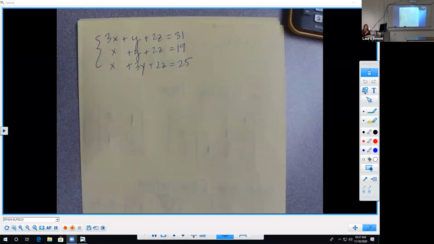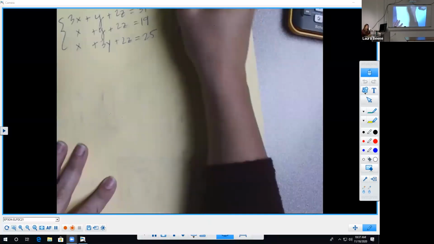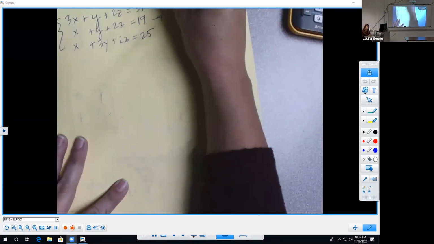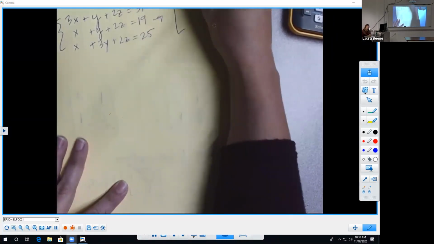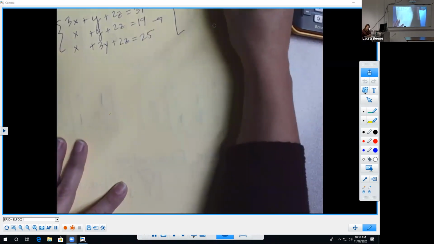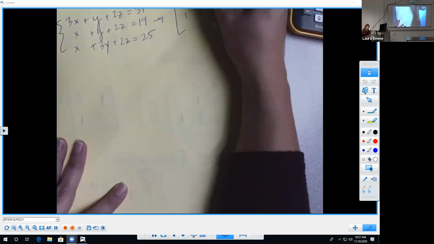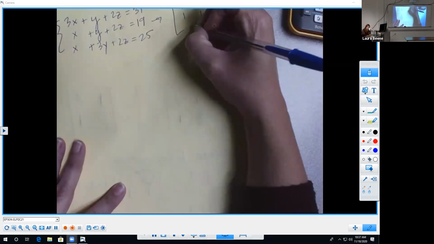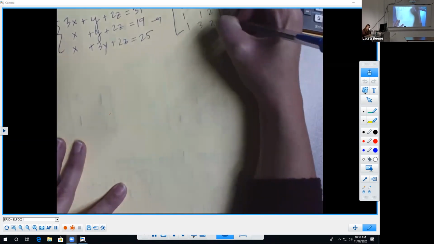Okay, first thing, make it an augmented matrix. So my augmented matrix turns into 3, 1, 2, 31, 1, 1, 2, 19, 1, 3, 2, 25.